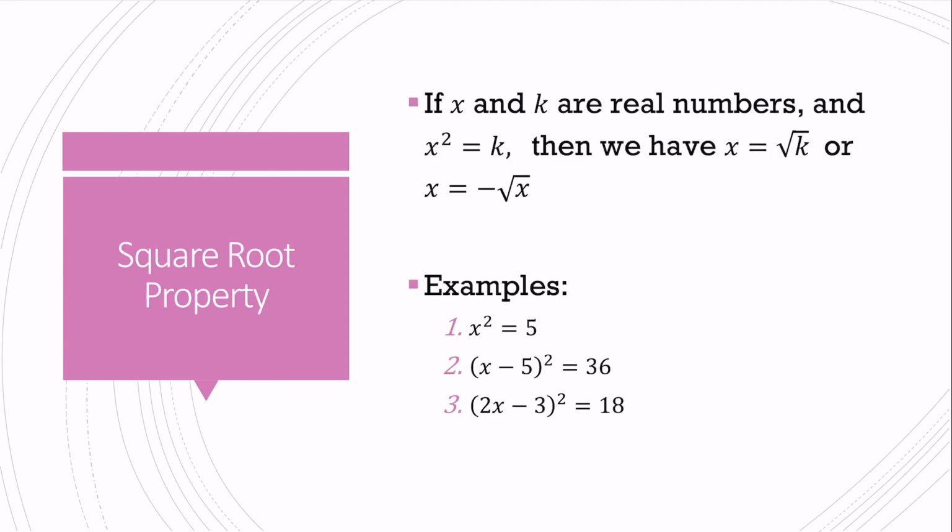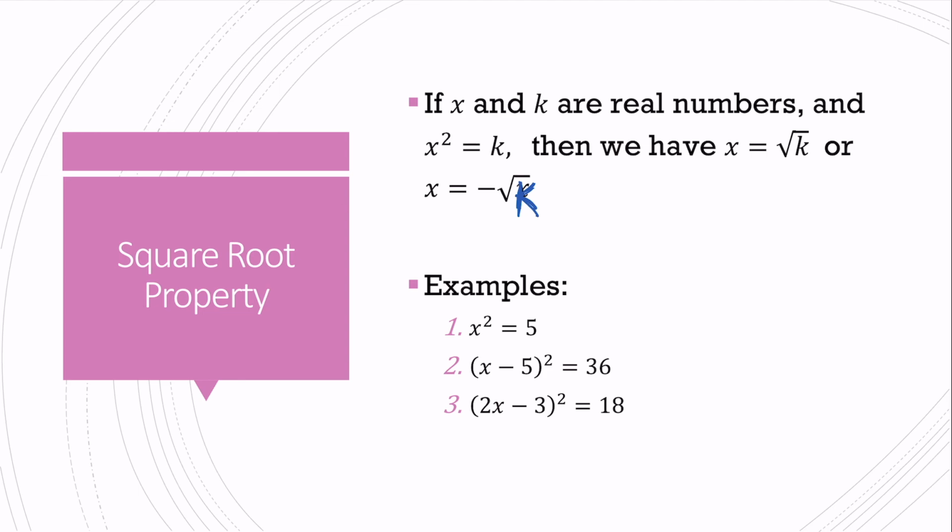Another way we can solve quadratic functions is using the square root property. And we touched on this briefly in Module 5, but now that we've completed Module 7, where we talked all about radicals, we can do that again. So if x and k are real numbers and x squared equals k, then we have x equals the square root of k or x equals negative square root of k.